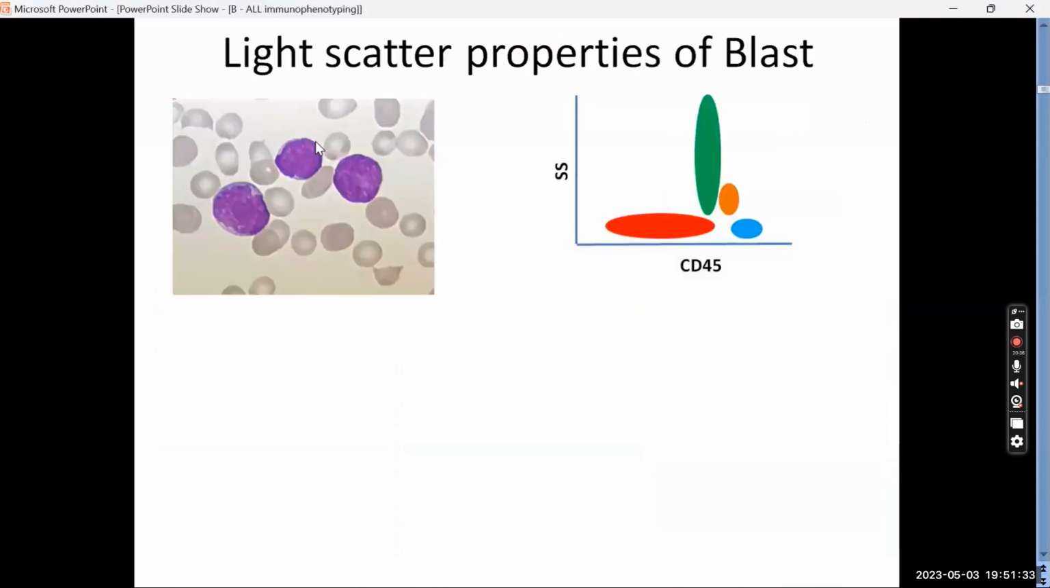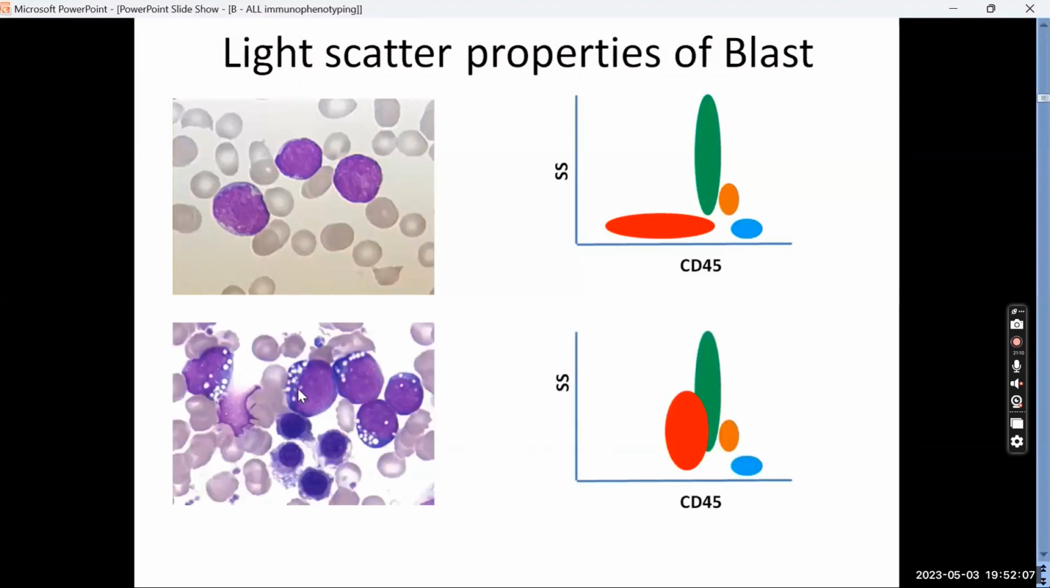Now see, this is a blast, a beautiful lymphoid blast. The cytoplasm is very scanty. You don't find any granularity or cytoplasmic complexities. Side scatter tells you about the internal complexity or the granularity of the cell. So the side scatter is very low, very similar to the lymphocytes. Of course, the forward scatter may be slightly higher than the lymphocytes because the size is larger, but the side scatter is very similar to the lymphocytes.